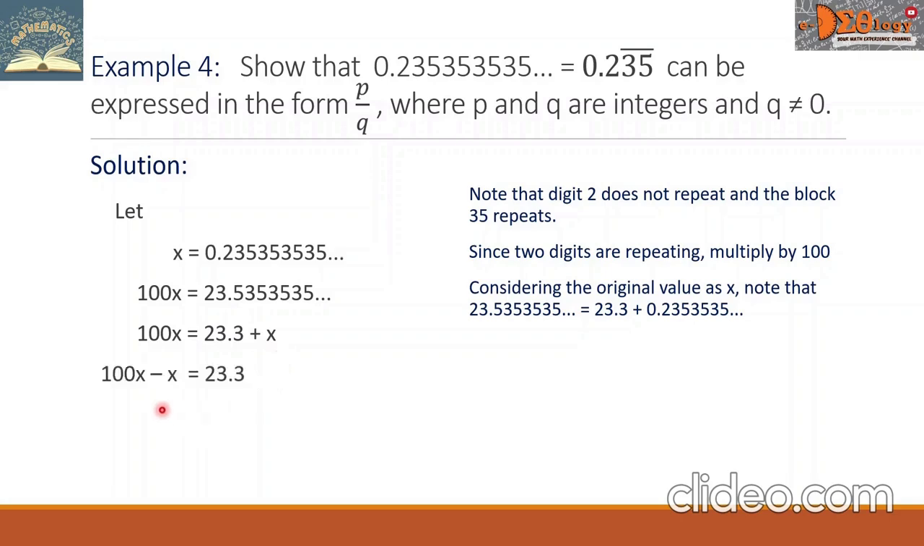Let us combine the x. 100x minus x is 99x equals 23.3. Let us rewrite this 23.3 as a rational number. So we have 233 over 10. When we divide this equation by 99, we will get the value of x. So we'll have x equals 233 over 990.